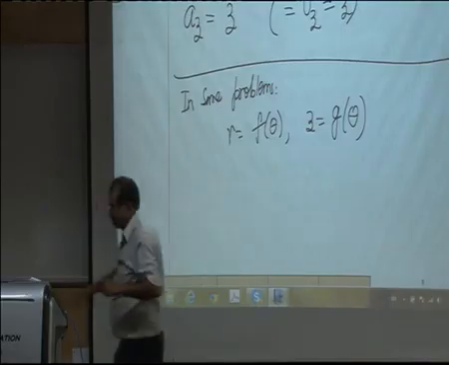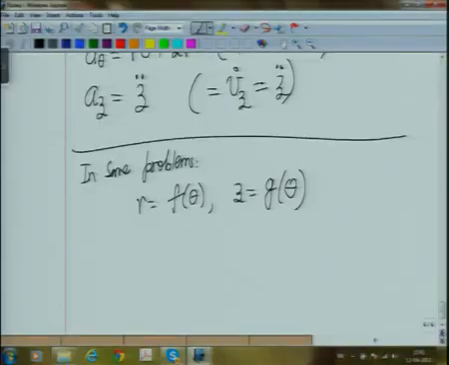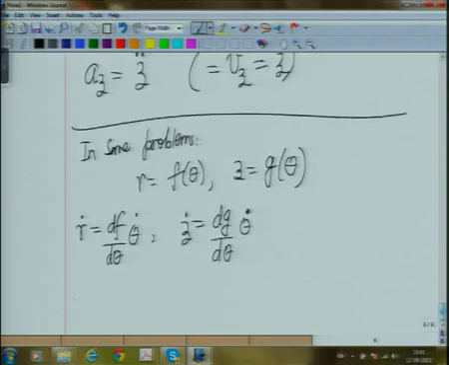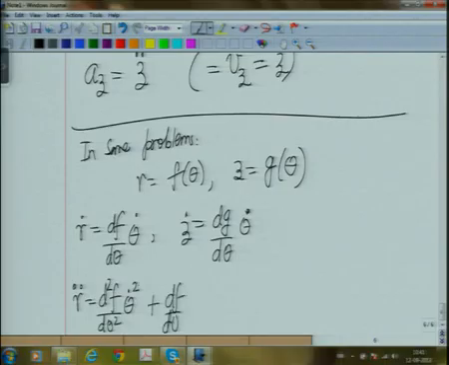Now when you have things like this, then once again you have to be careful when you calculate r dot. It will be equal to df by d theta times theta dot, and z dot will be dg by d theta times theta dot, and r double dot, this will be d2f by d theta square times theta dot square plus df by d theta times theta double dot.